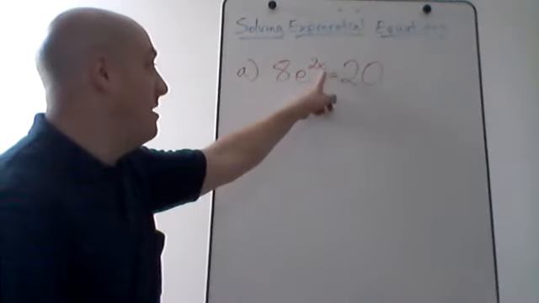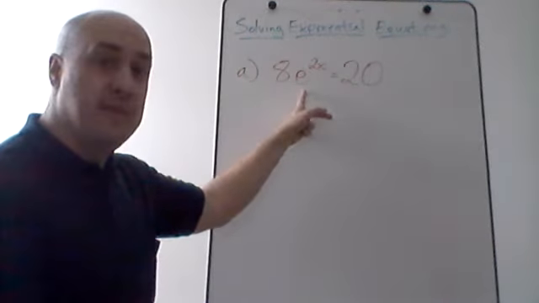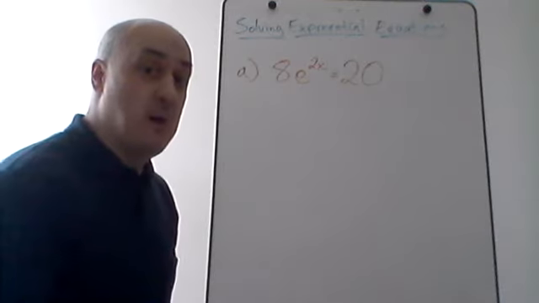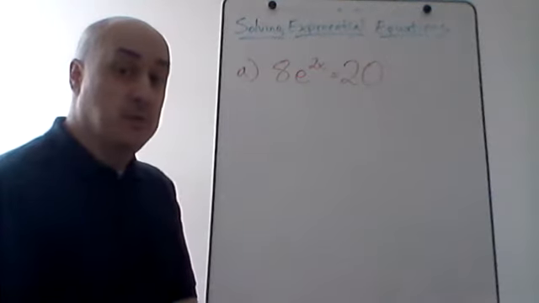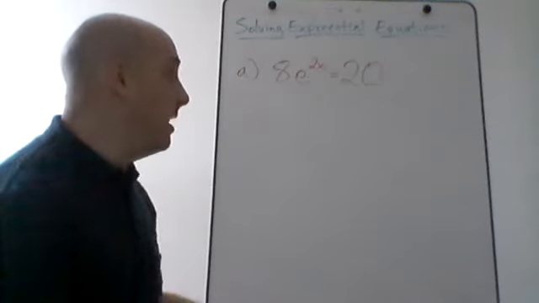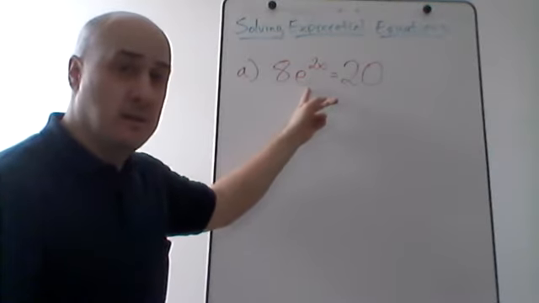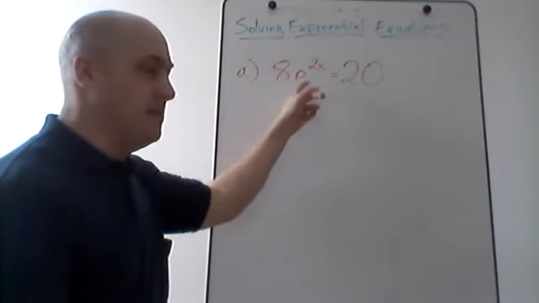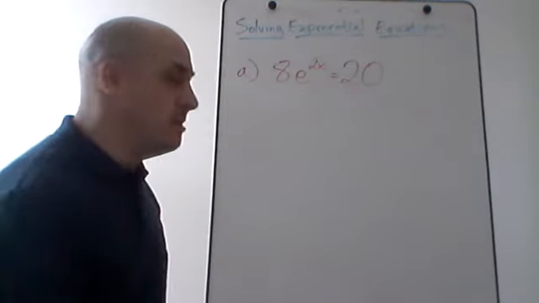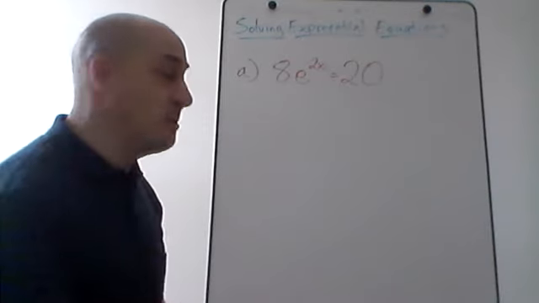This one, since my variable x is in the exponent of the e, is an exponential equation, which means I need to use the methods that apply to exponential equations and not to any of those other ones. I'm not going to use the quadratic formula here, because that's what I do for quadratic equations. I'm not going to just add, subtract, multiply, and divide like I do for linear equations. I've got to do stuff for exponential equations.